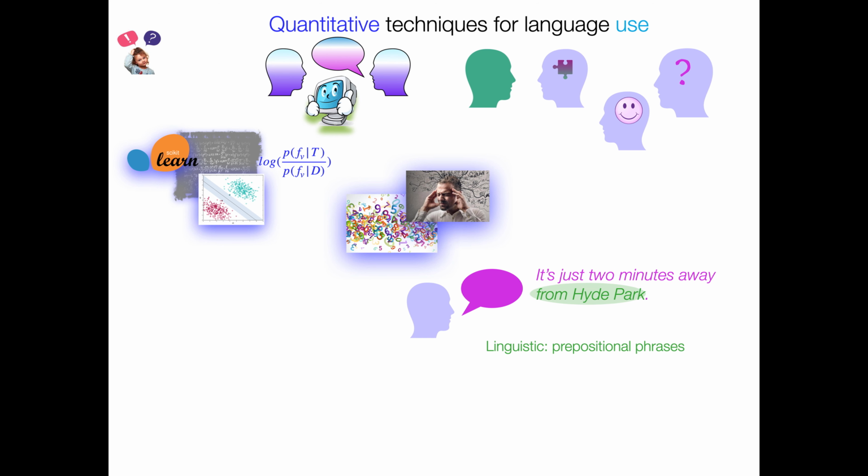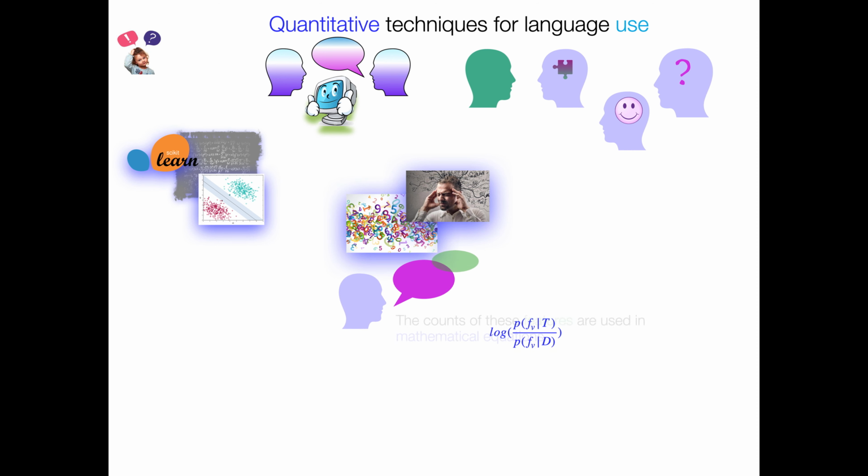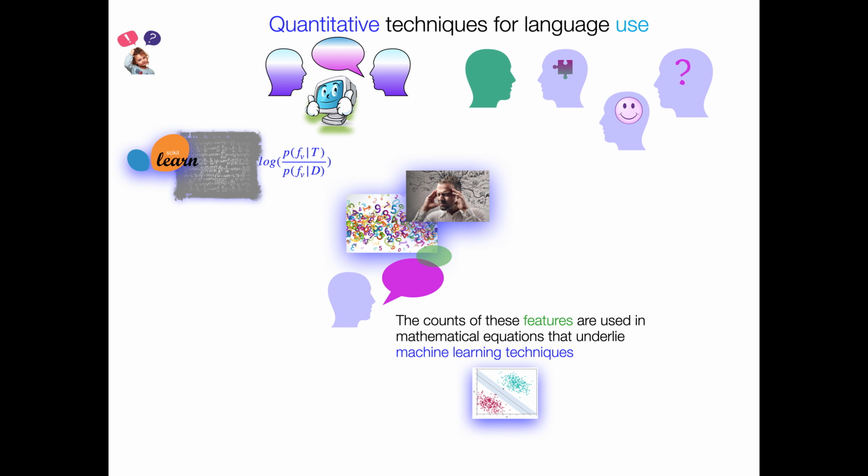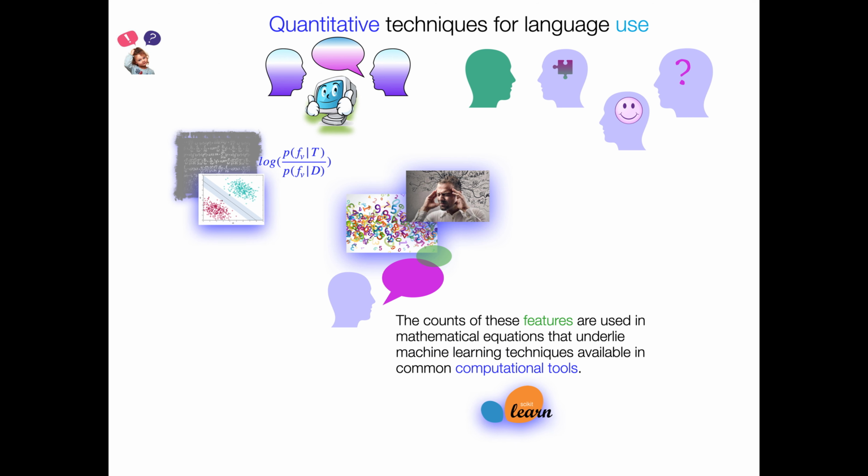And a linguistic construct maybe is something more about the structure of language, so prepositional phrases like "from Hyde Park", right? It's counting things like this. And the counts of these features, right? So typically in this kind of world, the natural language processing world, you're talking about features that you are counting. And these features are what? So here a feature is f of v, the value of that feature, for example. These features are used in mathematical equations that underlie those reasoning processes, the machine learning techniques that are available in common computational tools, like, for example, scikit-learn, right? So it's, again, counting and reasoning, and it's what you're counting that tends to matter.